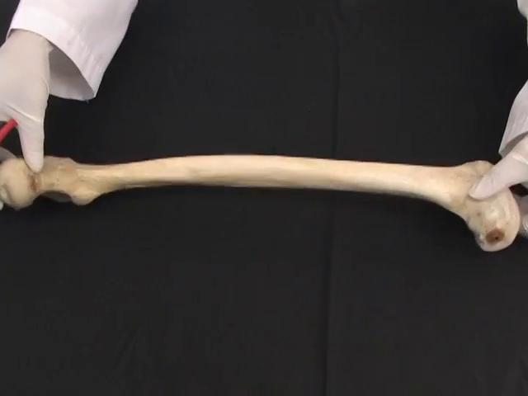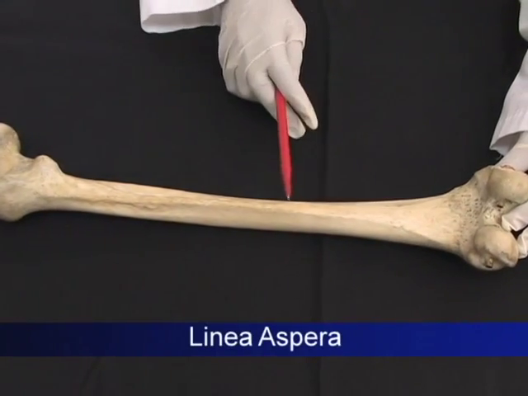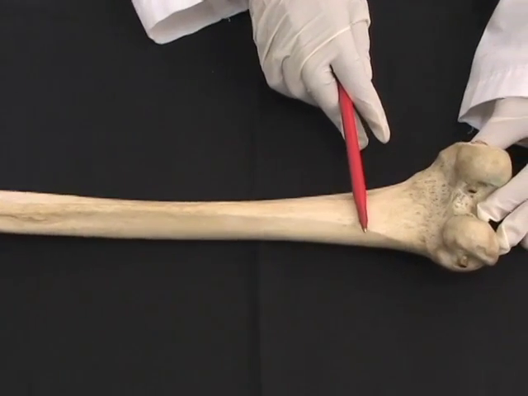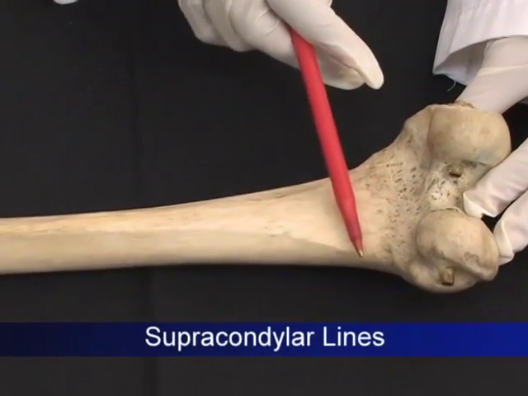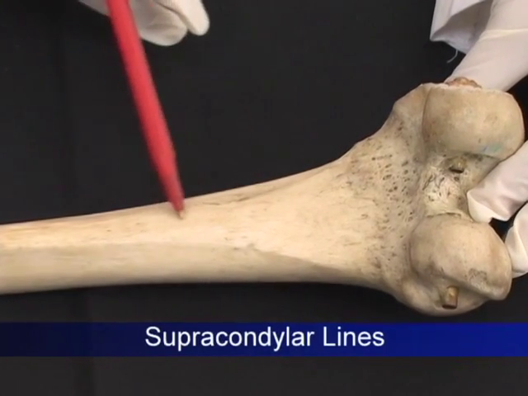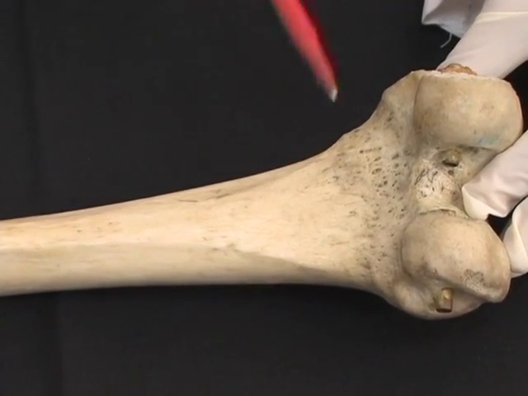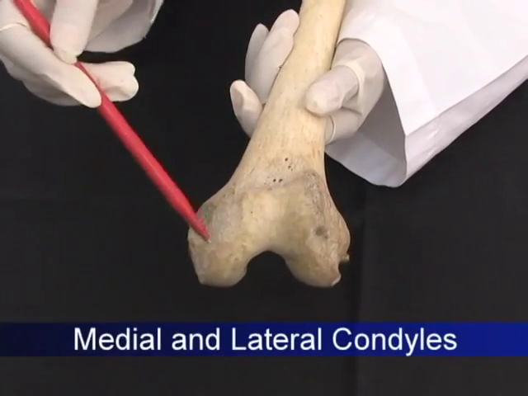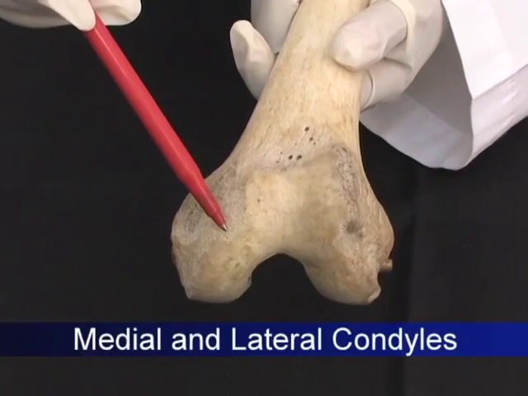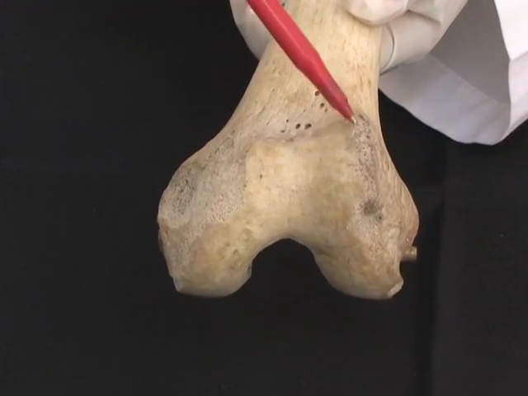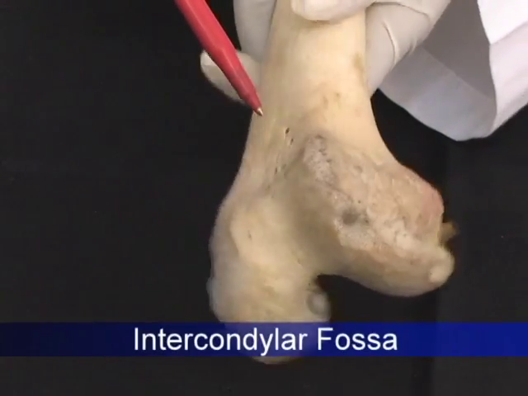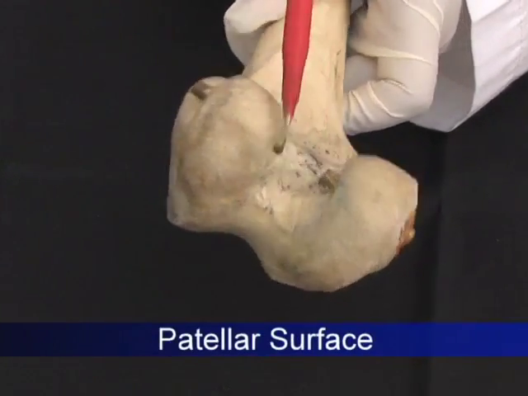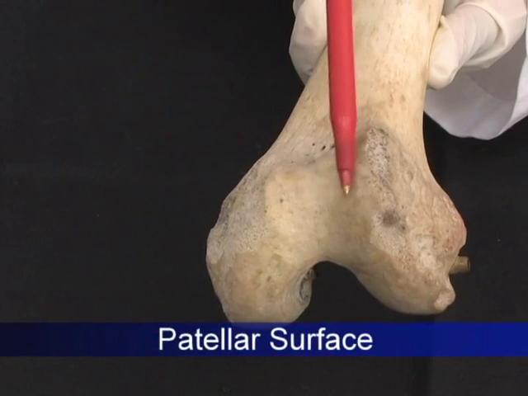On the posterior surface, we see the linea aspera. The thigh muscles attach here. This is the popliteal surface bordered by the supracondylar lines. This is the distal end. These are the medial and lateral condyles. They articulate with the tibia to form the knee joint. This is the intercondylar fossa that lies posteriorly, and the patellar surface lies anteriorly.